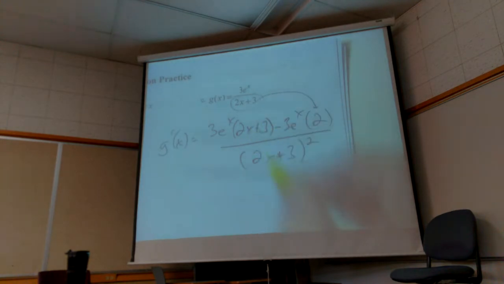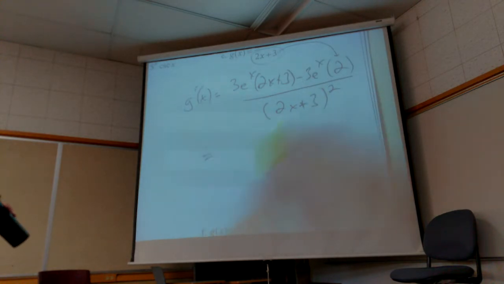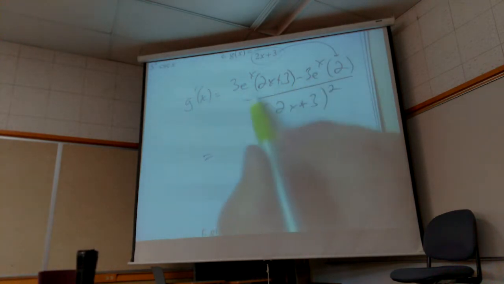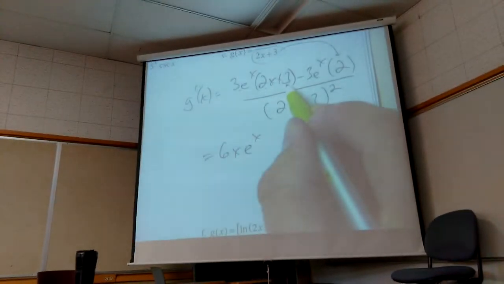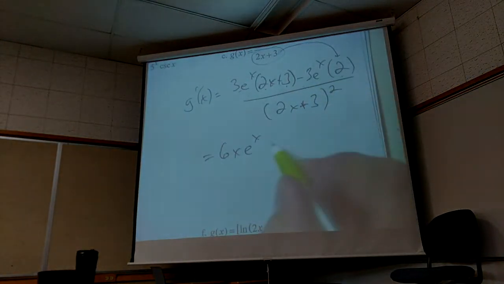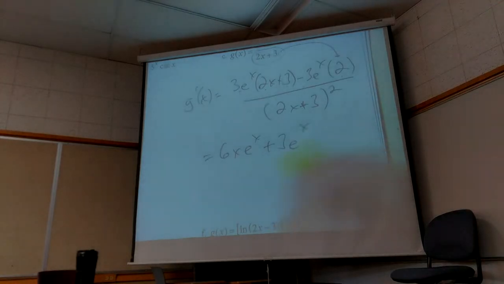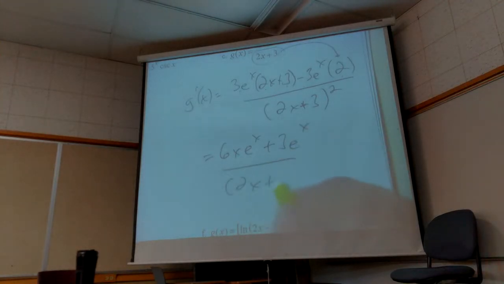Again, fight the urge to do this, right? You cannot cancel the 2x plus 3 because there's a minus. You can't do that. So what I get is 6x e to the x plus 9 e to the x minus 6 e to the x, so I get plus 3 e to the x. Is that alright? Just combining like terms up there.